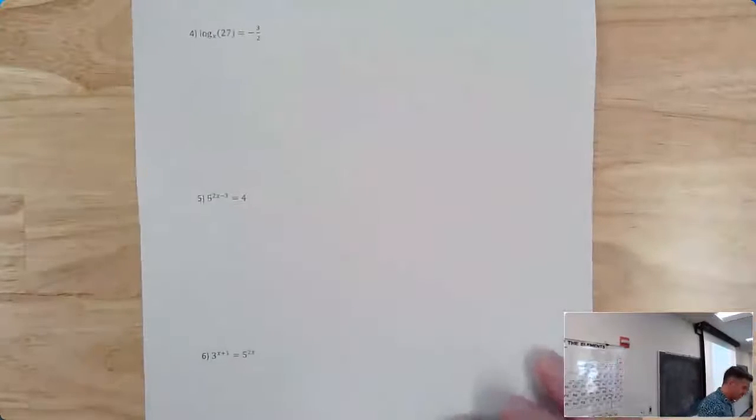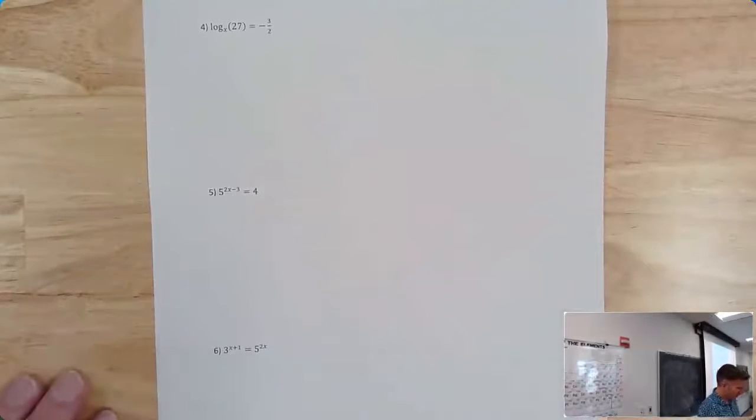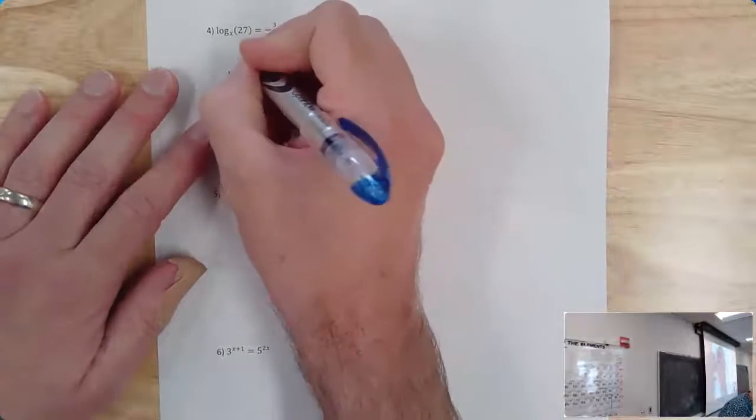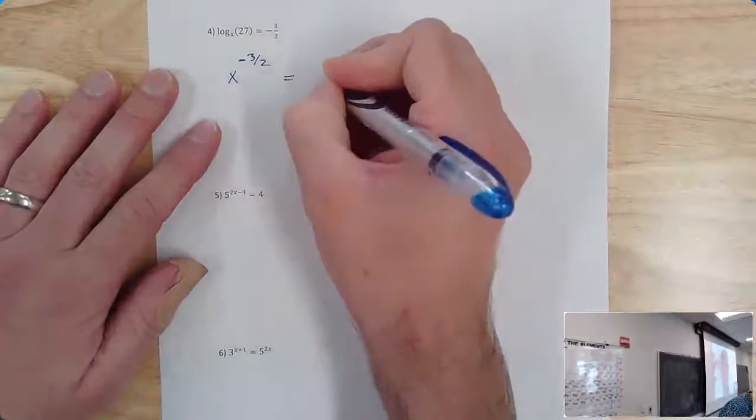Great. So I want to solve log base x of 27 equal to -3/2. So what am I going to do? I'm going to rewrite it as x to the -3/2 equal to 27.